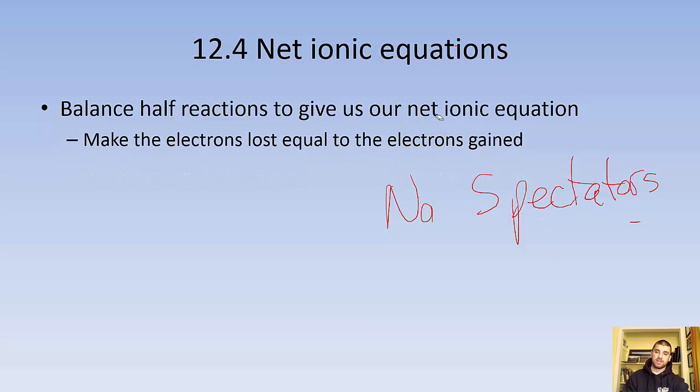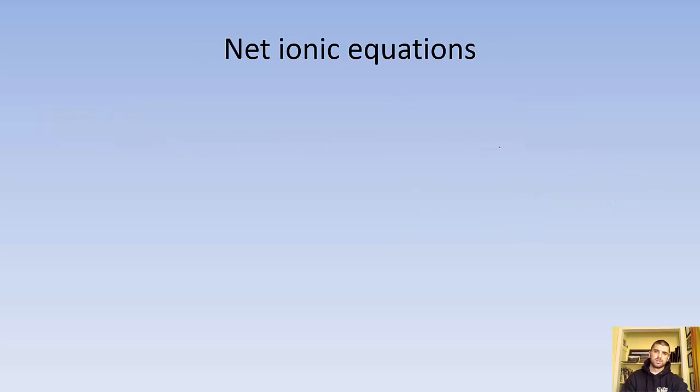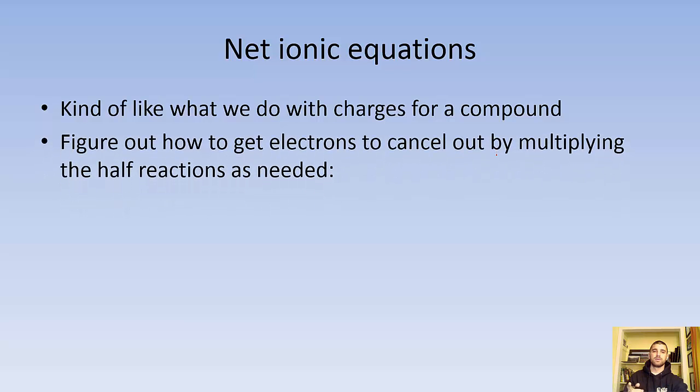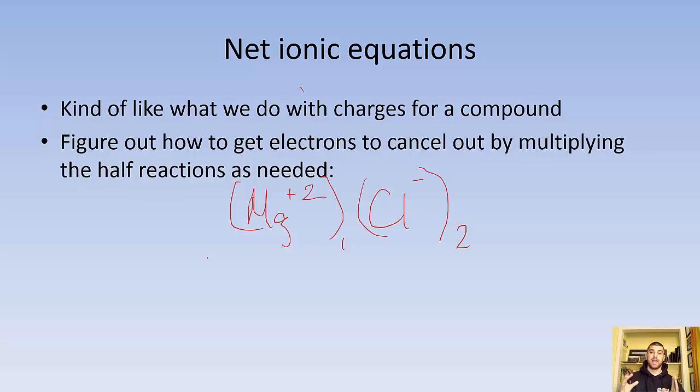In order to do that, we want to make sure that the electrons lost are equal to the electrons gained. You can't gain more electrons than you lose, and if you lose them, they have to go somewhere. So balancing net ionic equations is kind of like what we do with charges for a compound. We have to make sure that the electrons cancel out, and we do that by making multiples of half reactions. Say I had Mg 2+ and Cl minus 1. Well, I know I'm going to need 2 of those to cancel out one of those Mgs. We're going to do kind of the same thing, but with the whole half reaction.